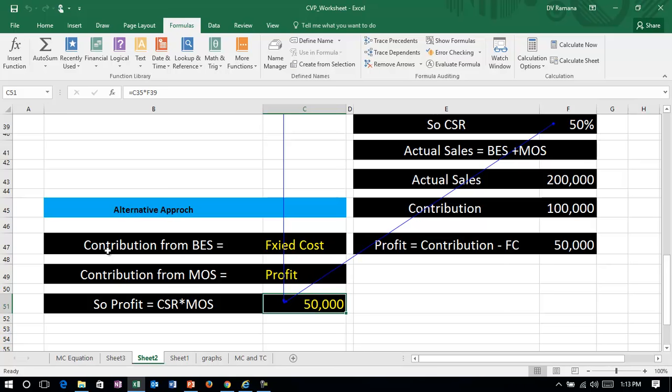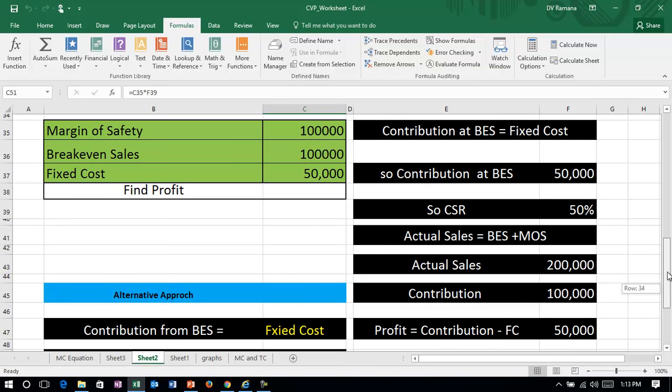It's important to know that contribution from break-even sales is fixed cost. Contribution from the sales when there is a profit is fixed cost plus profit, and contribution from margin of safety is equal to profit. So either way, it is possible to determine or find profit.